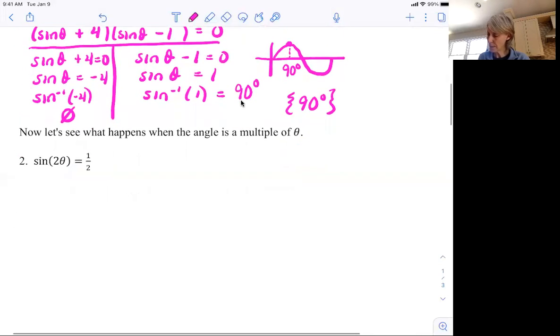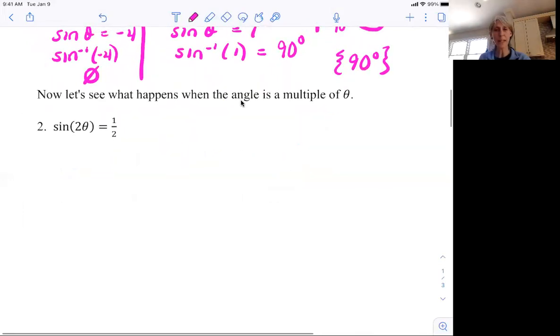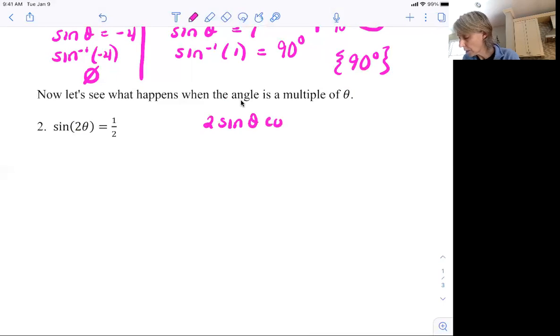Now let's see what happens when the angle is a multiple of pi. Now we saw a similar example yesterday. What do I mean by a multiple of pi? Well, there's a number out in front of that theta. So yesterday when we solved a problem like this, we rewrote this using one of our properties. Okay. Today, this isn't going to help us.